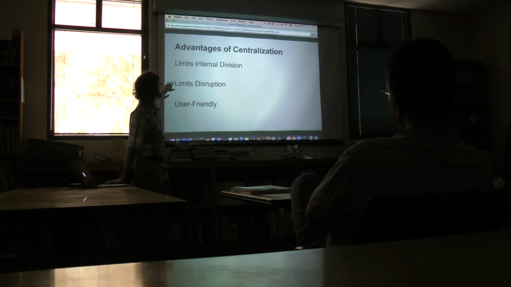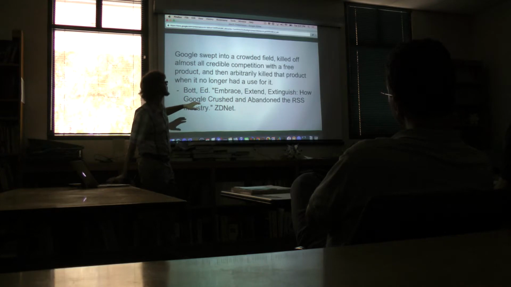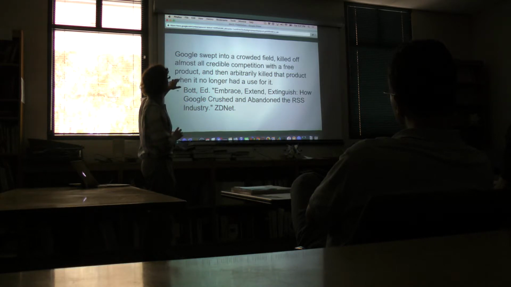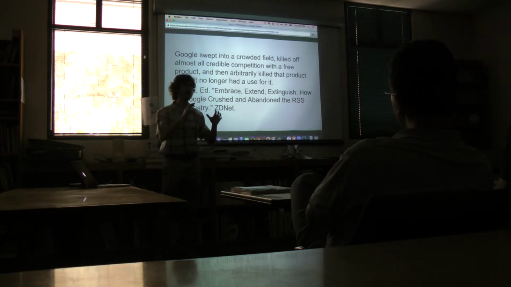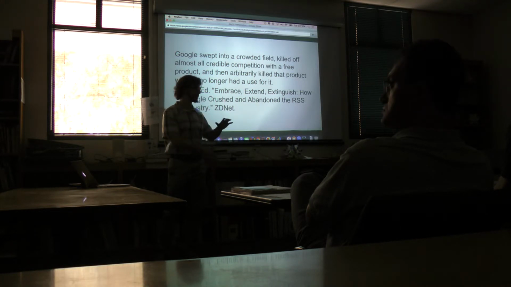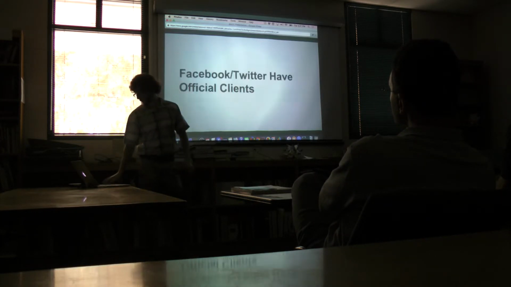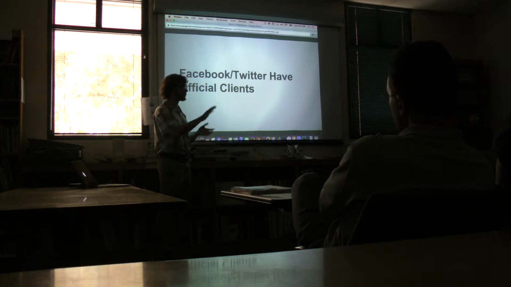Another advantage of centralization is that it limits how much your service can be disrupted by outsiders. So for example, people such as Ed Bott blame Google Reader. They say Google swept into a crowded field with Google Reader, killed almost all credible competition with a free product, and then killed its own product when it no longer had a use for it. And then goes on to argue that this actually set back the feed aggregator market by several years, because all the competitors had ended their services, and so people had to create new ones. Facebook and Twitter, however, have official clients, so it's much harder for someone to disrupt you from the outside.